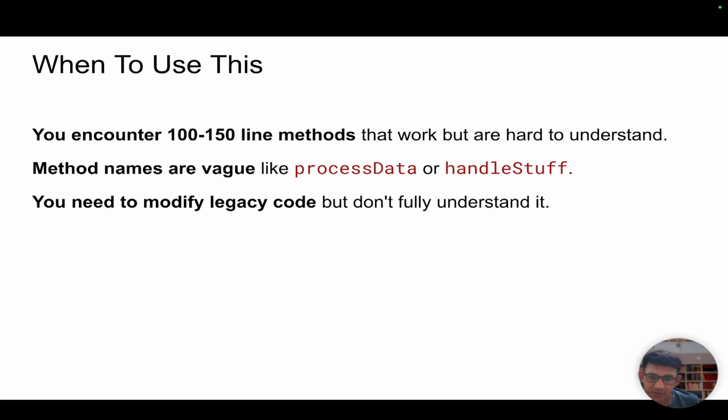Now, when to use this? Use the horseshoe technique when you encounter roughly 100 to 150 line methods that work but are hard to understand. This technique is specifically for that mid-size complexity range. Now, if you've got method names that are vague, like process data or handle stuff, the translation to plain English reveals what they should be called. If you need to modify legacy code but don't really understand it, this technique builds understanding before you change anything.